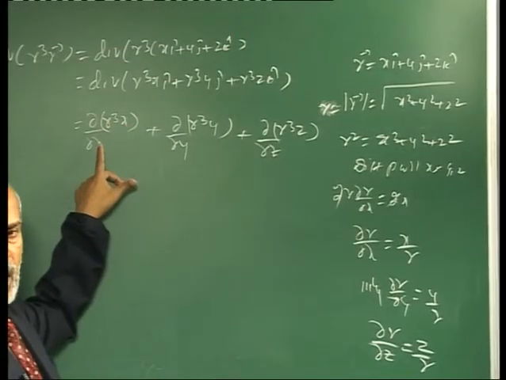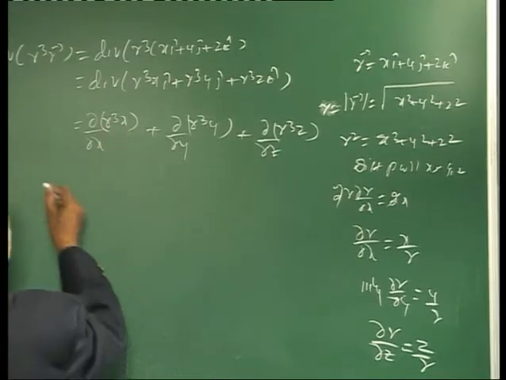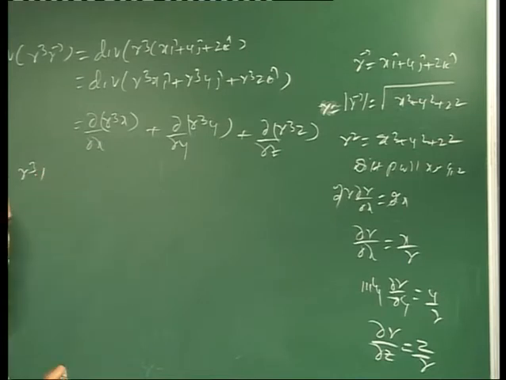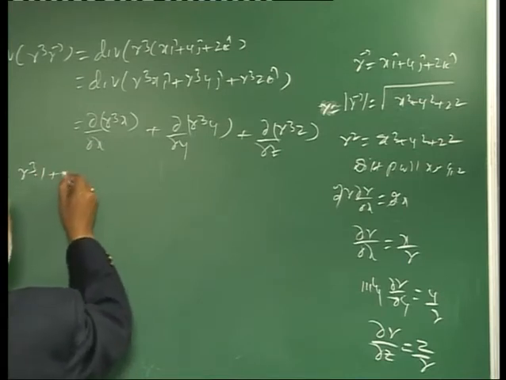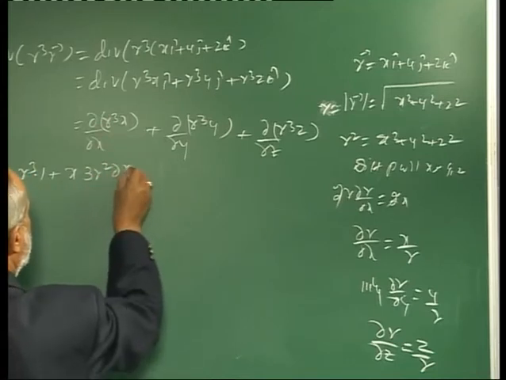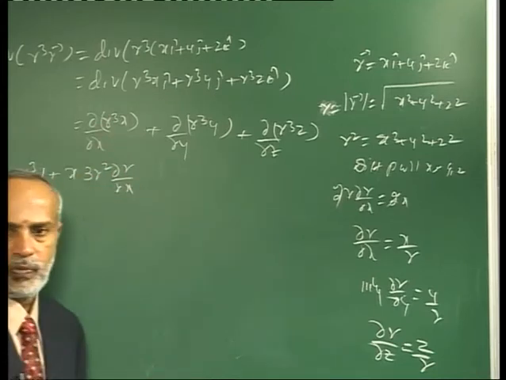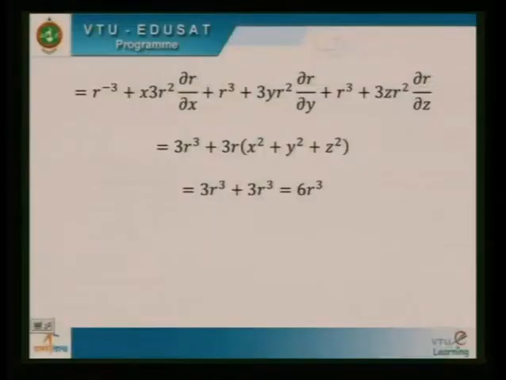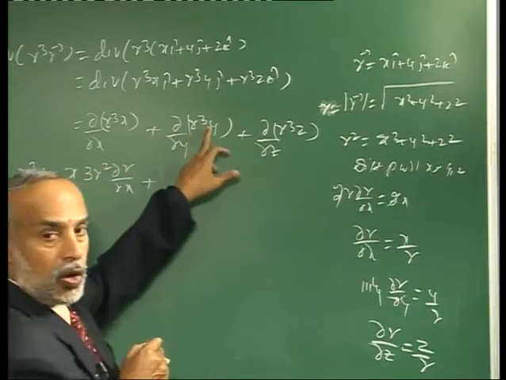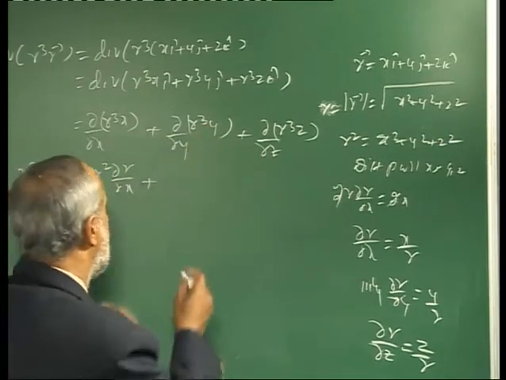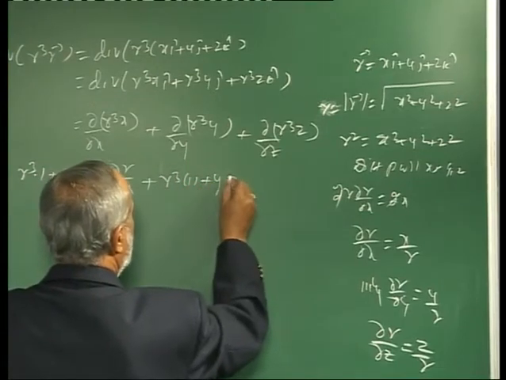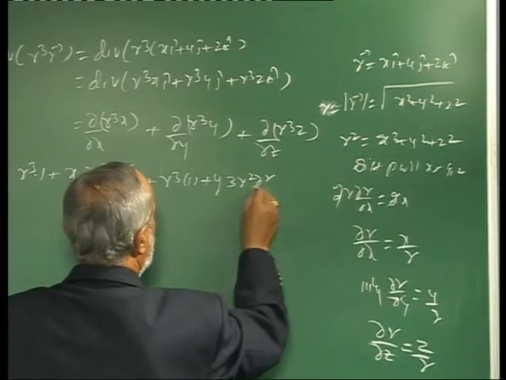Now, dou by dou x of r cube into x, differentiating partially with respect to x, this term is a product of two functions. This is equal to r cube is constant, x differentiation is 1, plus x into r cube differentiation is 3 into r squared into dou r by dou x. And now again the second term, dou by dou y of r cube into y means r cube is constant, differentiating y is 1, plus y into r cube differentiation is 3 into r squared dou r by dou y.